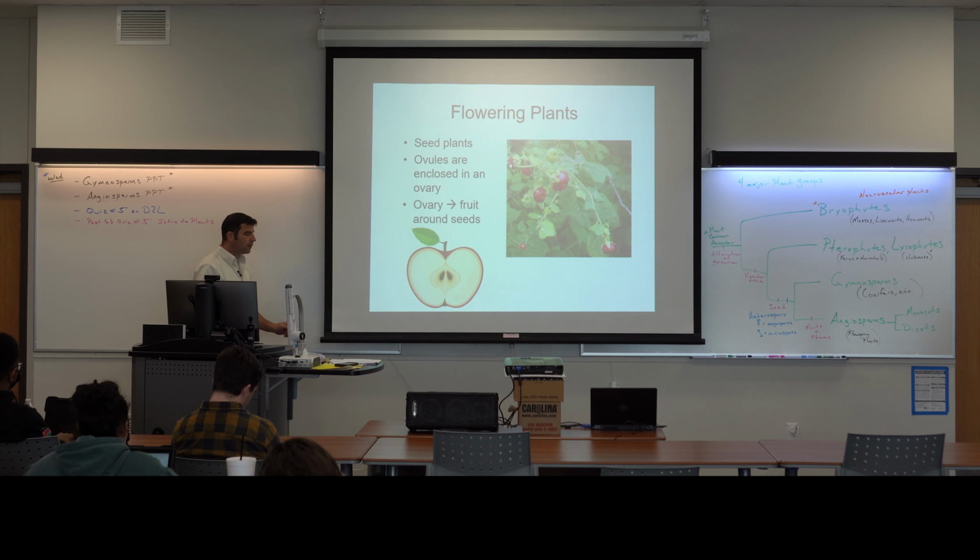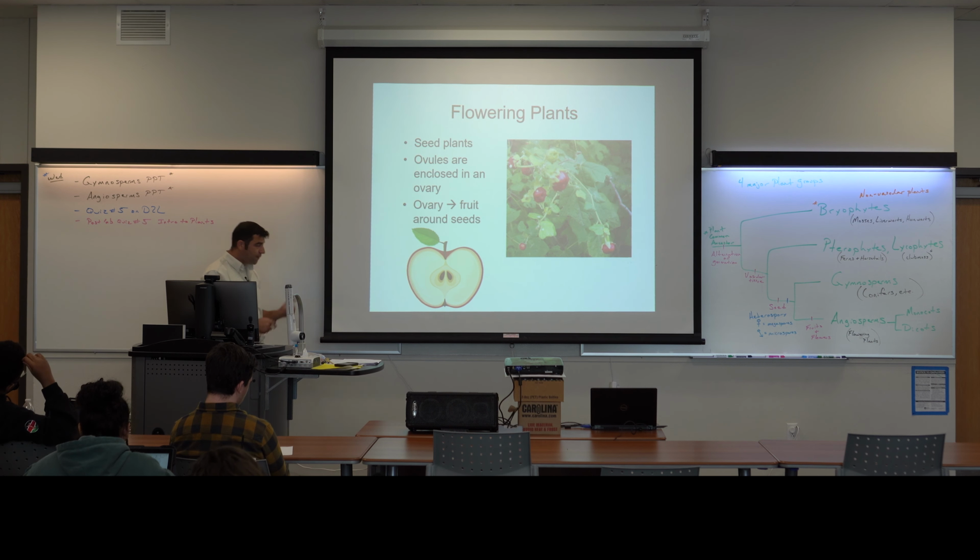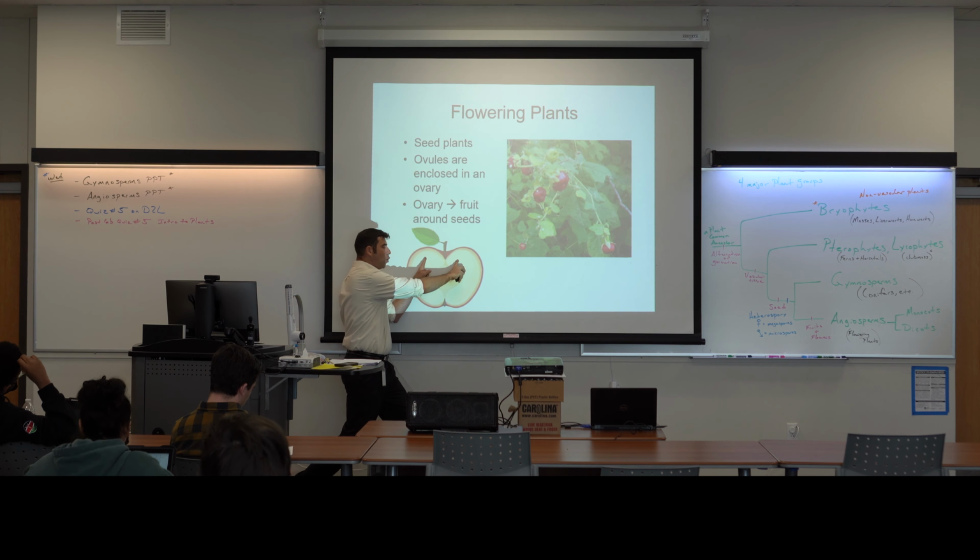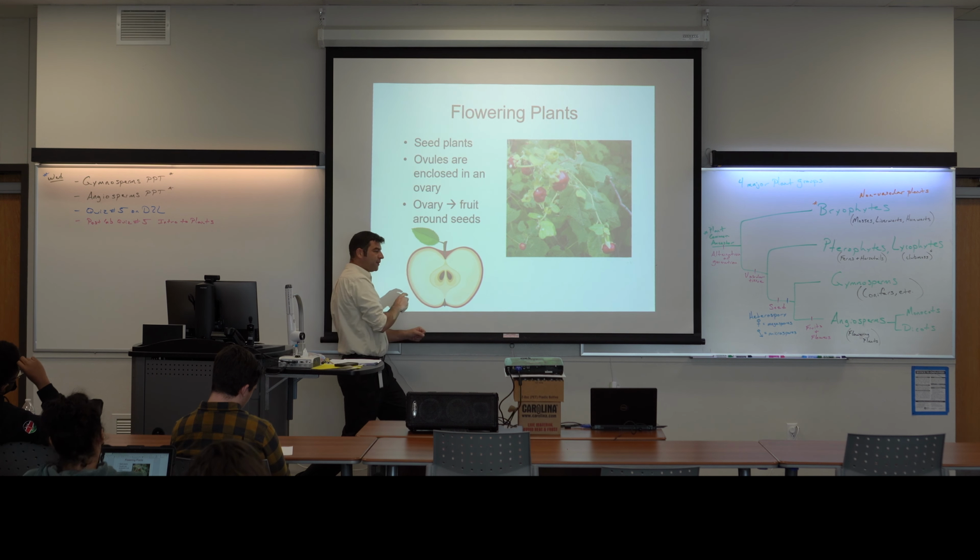So the role of flowers is attracting the pollinator. The role of the fruit is dispersal of those seeds. The fruit itself is just this ovary wall that surrounds seeds.